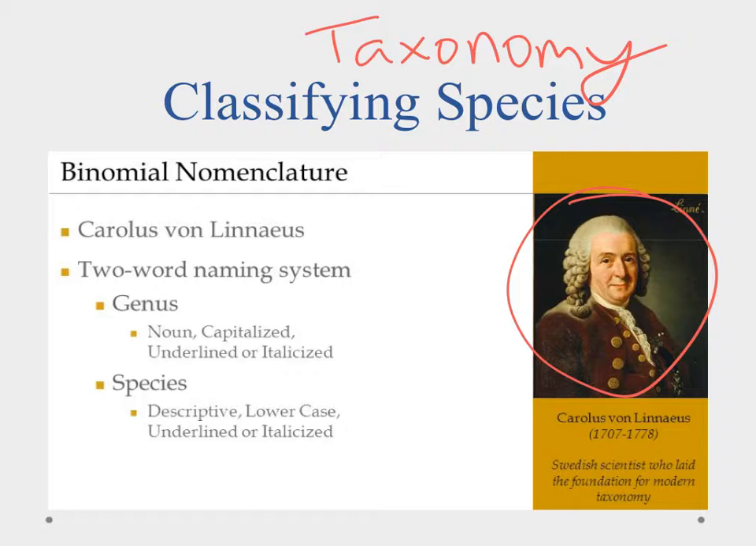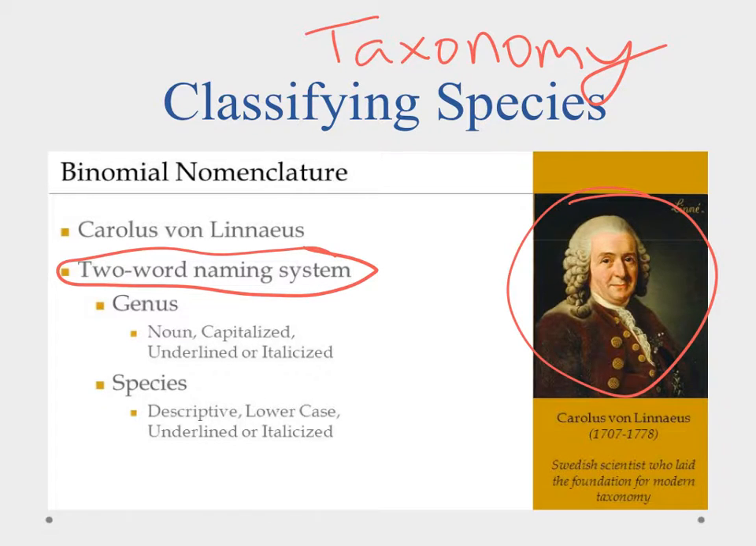And as he was naming them, he decided to go with what we have now, this two-word naming system or binomial nomenclature. So every organism has a scientific name and it's generally going to be in Latin or Greek, and the reason we chose Latin is because Latin doesn't change. It's a dead language. So because of that, once its name is there, it has a meaning. That meaning's not going to shift or change over time.